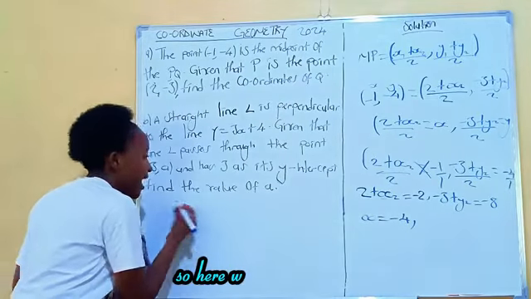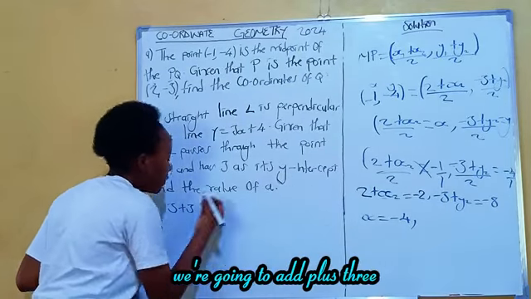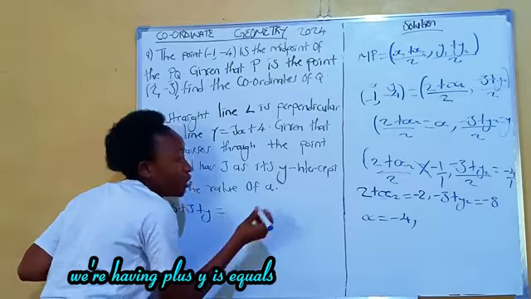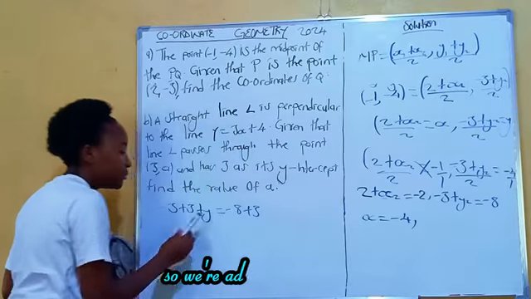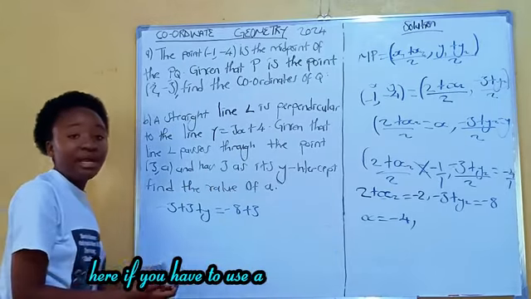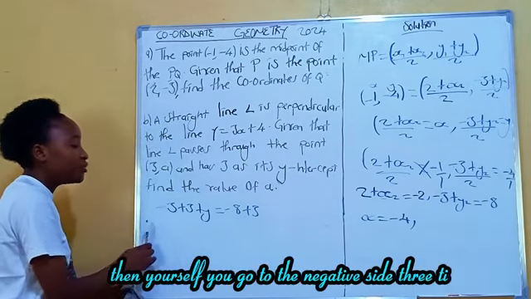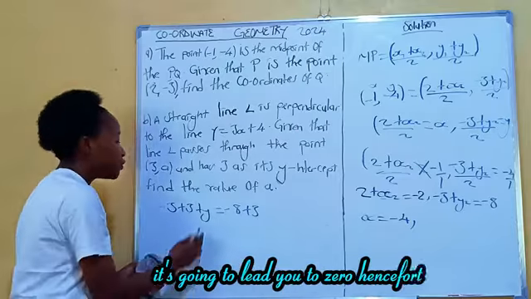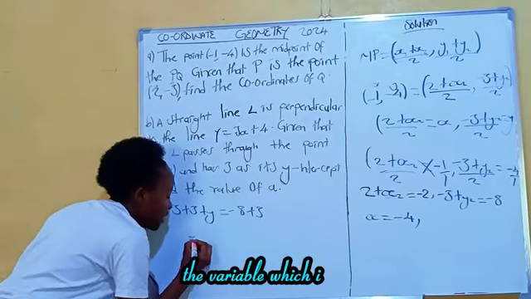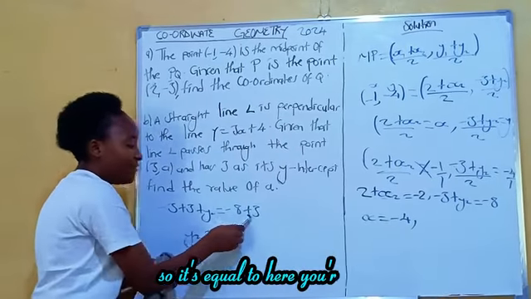Here we're having negative 3, we're going to add plus 3, and we're having plus y is equals to negative 8, and we are going to add 3. So we are adding both sides. If you use a number line or a calculator, you go to the negative side 3 times, you come back to the positive side 3 times, it's going to lead you to 0. Hence, it's going to leave the variable, which is here. Is equals to, here you are having this.